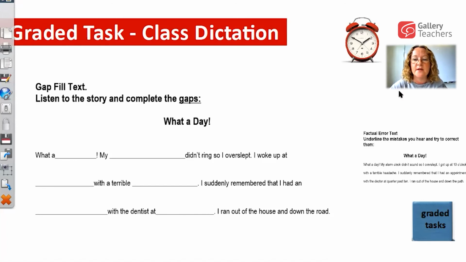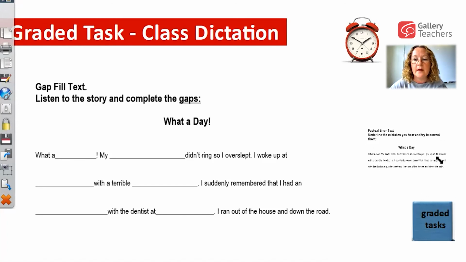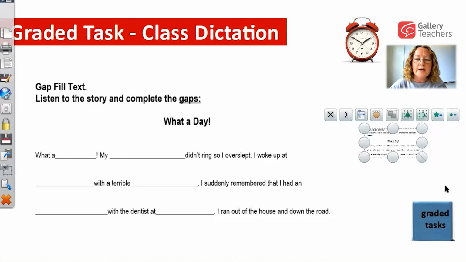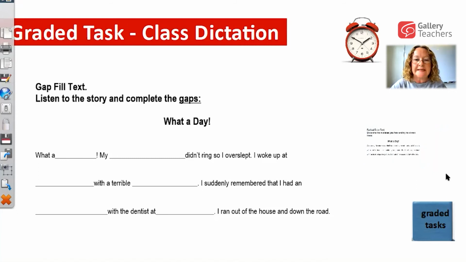I'll repeat the text one more time. Okay, here we go. What a day. My alarm clock didn't sound, so I overslept. I got up at 9 o'clock with a terrible toothache. I suddenly remembered I had an appointment at the dentist at 9:45. I ran out of the house and down the road.